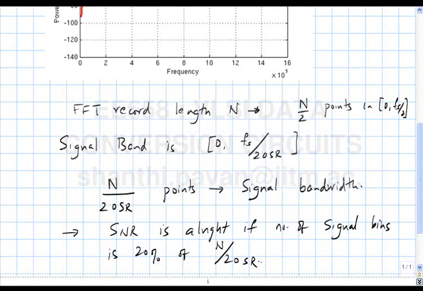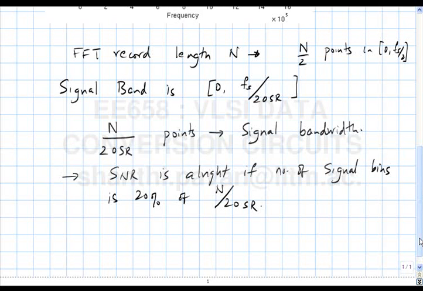Clearly you'll do better if there are more. So if you have a given record length, what is the minimum length required for an OSR of say 64? 128 times 5. You understand? So that you will have a reasonable number of bins, and you can compute SNR with some degree of confidence, so you're not relying on one bin or half a bin to compute signal and noise power.